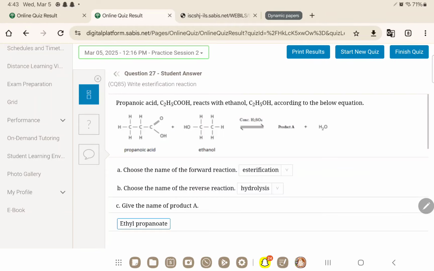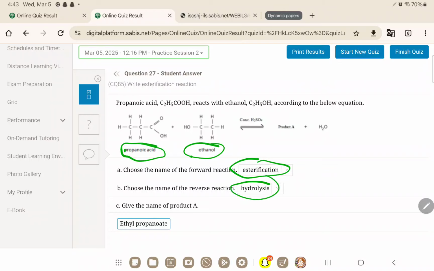Last question. Okay. You have a propanoic acid and an ethanol. When you have a carboxylic acid and an alcohol, it's esterification. And the reverse of esterification is hydrolysis. And product A is going to be your alcohol, then your acid. So it's ethyl propanoate. Ethyl propanoate.